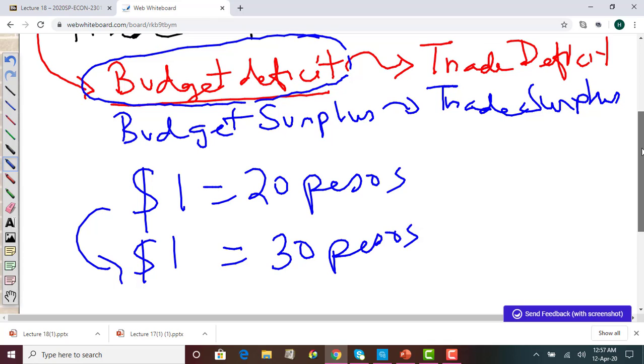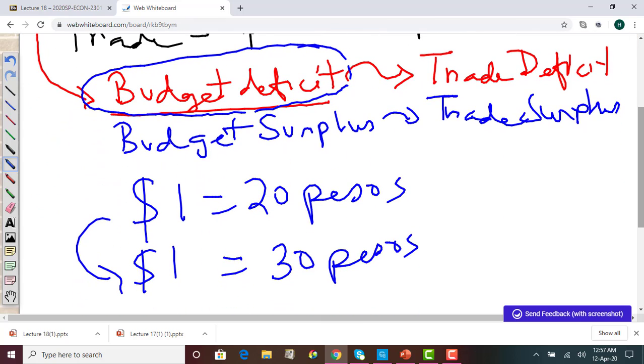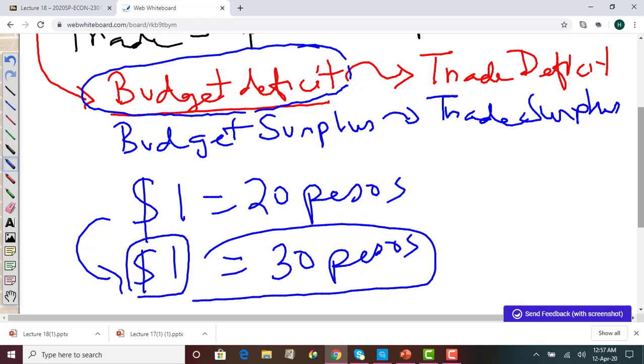Now think of this in terms of imports and exports. With $1 we can probably buy more goods from Mexico, right? But on the other hand, for Mexico, in order to buy a good that's $1, they have to spend 30 pesos now versus 20 pesos. So for them it's more expensive to buy US produced goods and services. So exports will go down and imports will go up, causing trade deficit, right? So that is what it's saying, that budget deficit ultimately leads to trade deficit. In the same way, budget surplus ultimately leads to trade surplus.